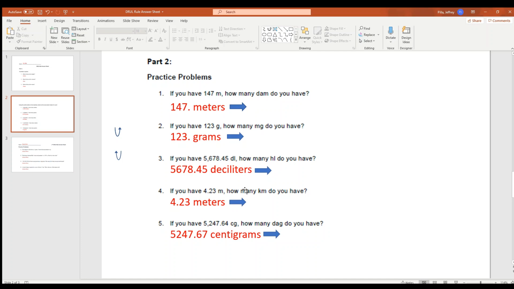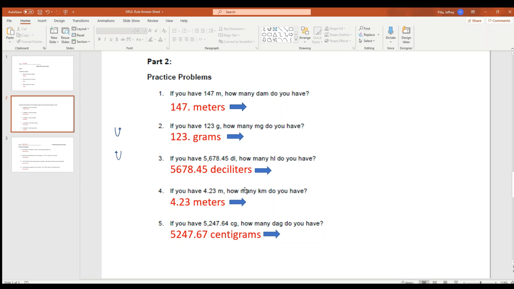All right, so number 1, it says if you have 147 M, how many DAM do you have? Well, the first thing we have to do is figure out what's M and what's DAM. M stands for meters, so we have 147 meters, and we want to know how many DAM we have. DAM stands for decameters. So 147 meters, how many decameters do we have?